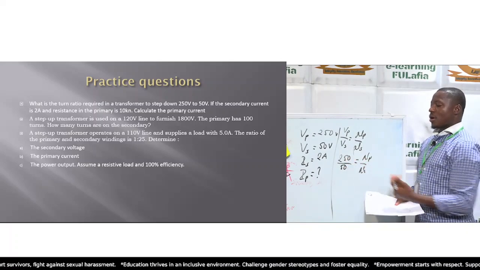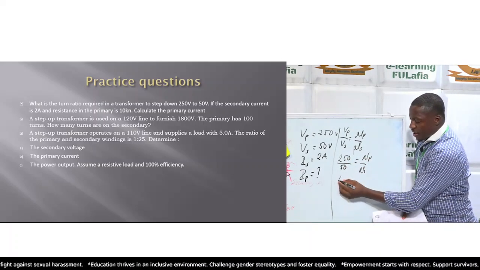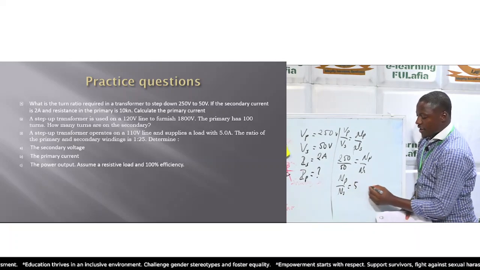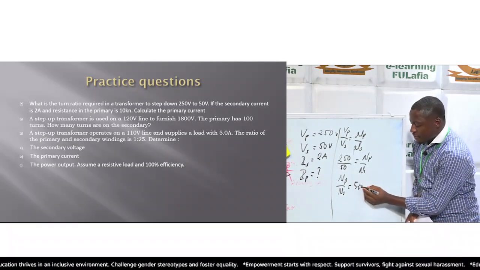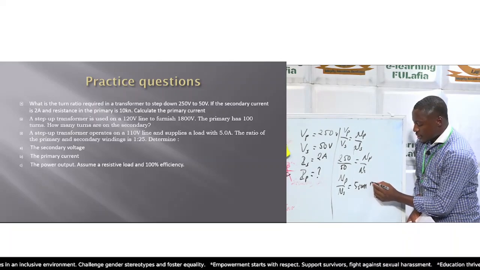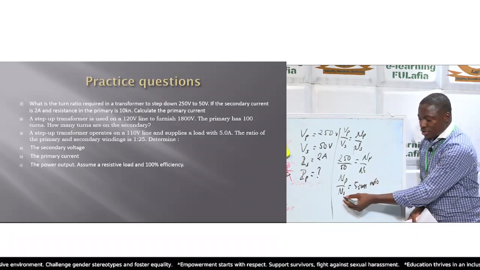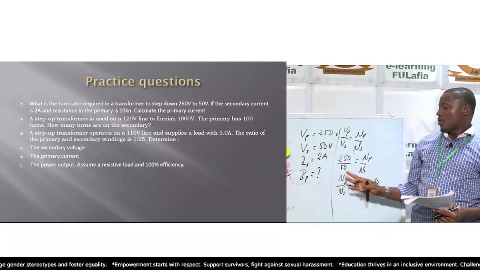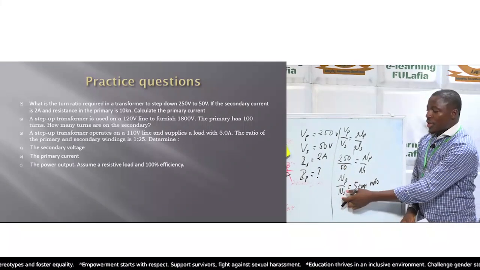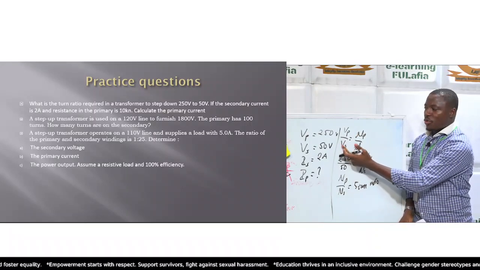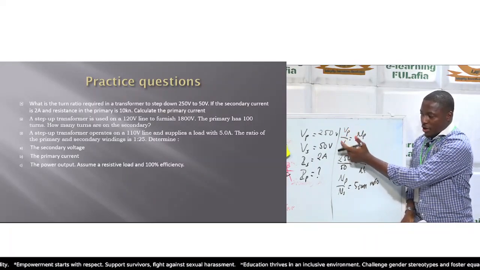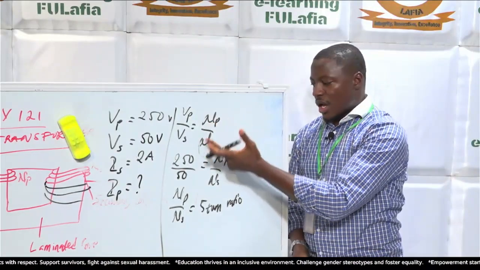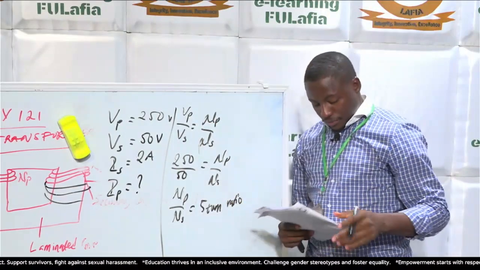By the time you punch your calculator and divide this, you are going to have NP over NS equal to 5. Now, 5 is the turn ratio for this transformer that is being given to you, because remember, the turn ratio is defined to be this. So once you're able to solve this, whatever you have is your turn ratio. That's the first part of the problem.